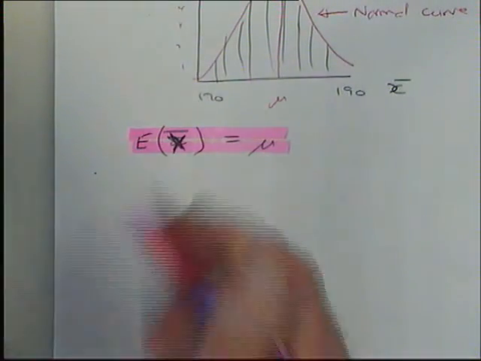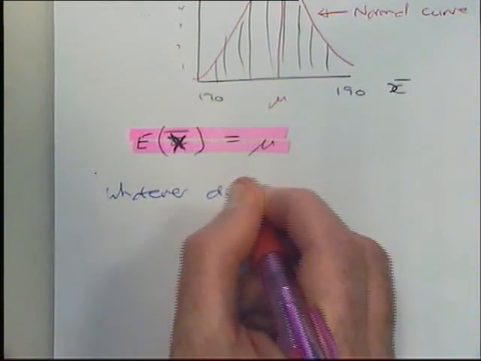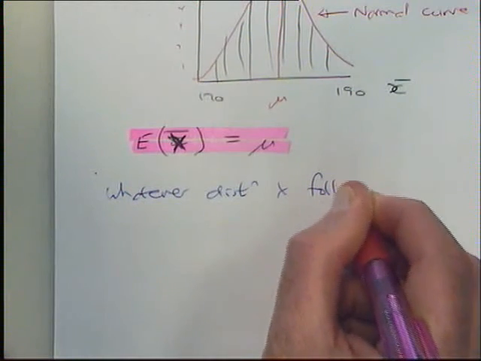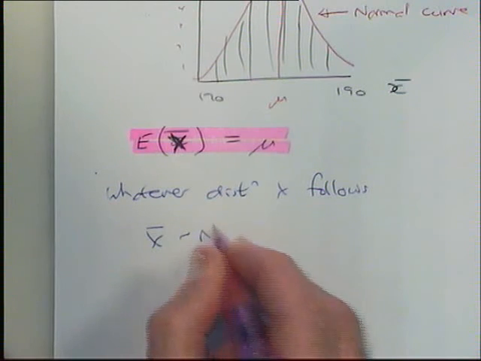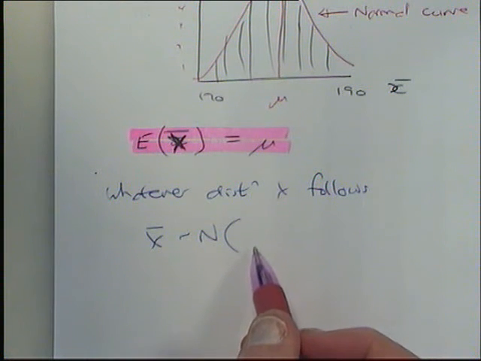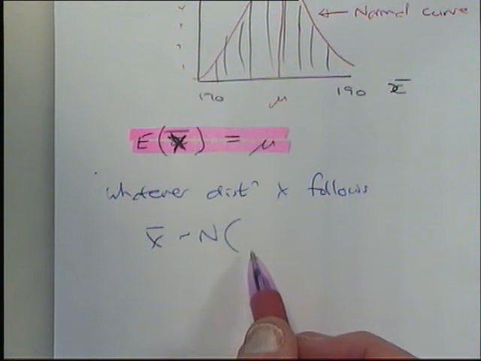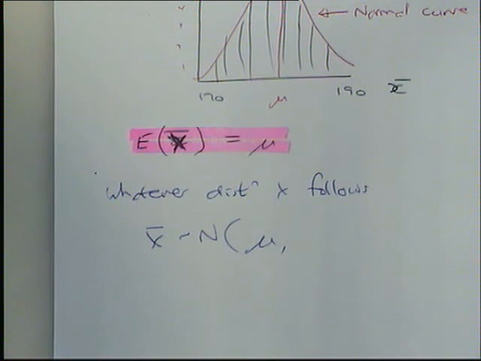Okay? So, we can write down whatever distribution x follows, x bar will always be normally distributed. Now for a normal distribution we put the mean in here. The mean is the same as the expectation. We have already said today the expectation of x bar is mu. If we are doing a normal distribution, what goes after the mu?